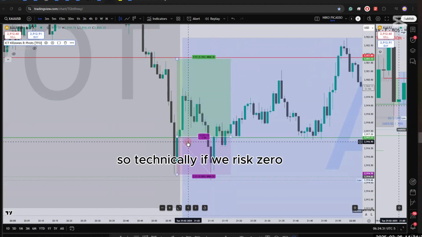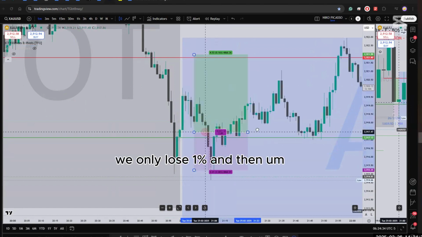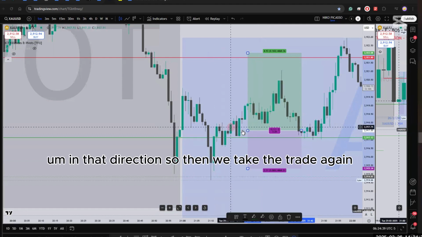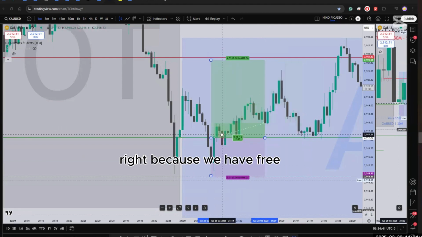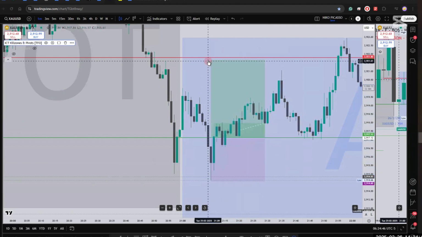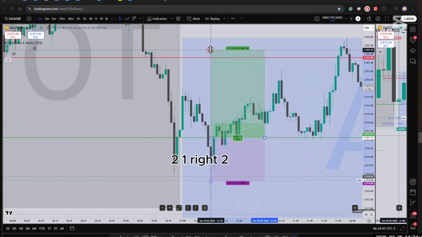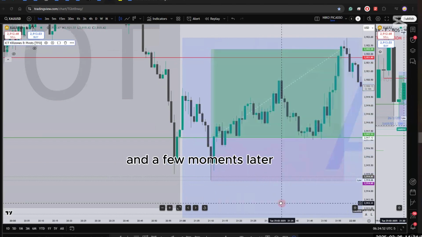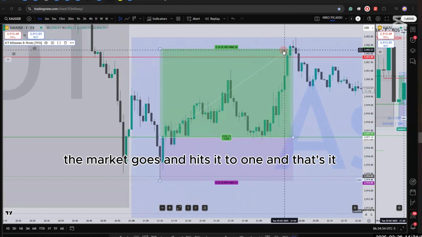So technically, if we risk 1%, right, we only lose 1%, and then a few minutes later the market comes back again in that direction. So then we take the trade again, right, because we have three trades max in one day. Stop loss is going here, same, we are aiming for a 2-1, right? 2-1 is right here, as we can see. A few moments later the market goes and hits a 2-1, and that's it.